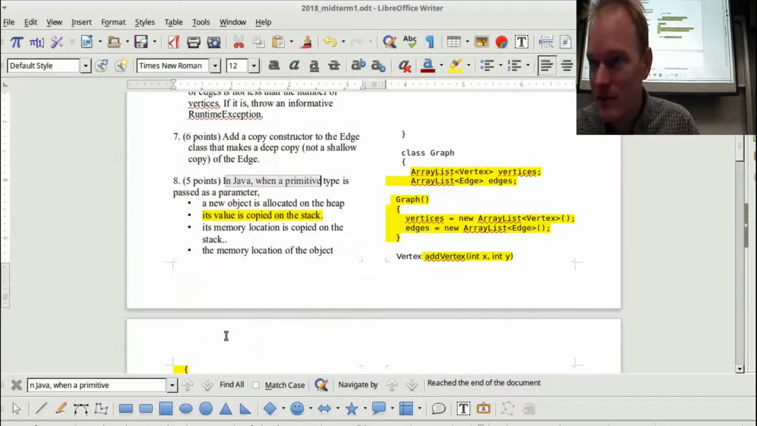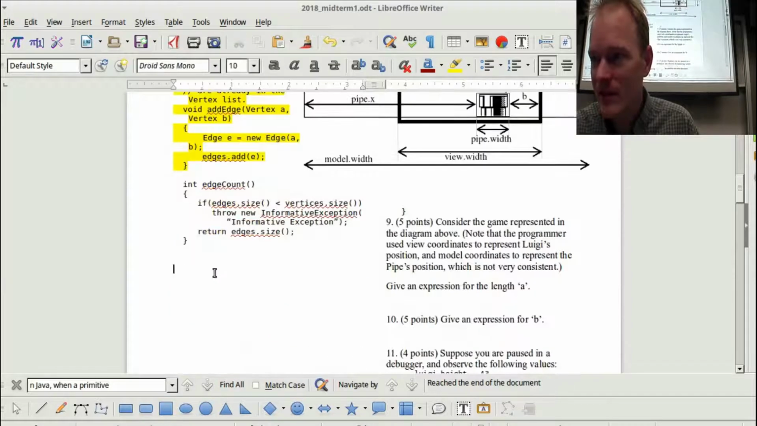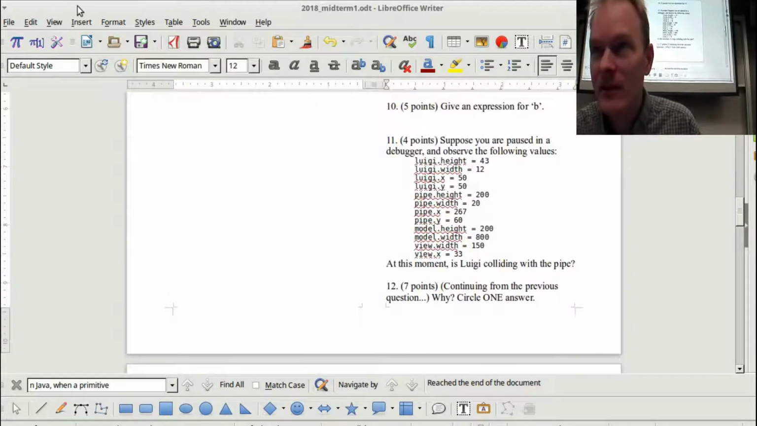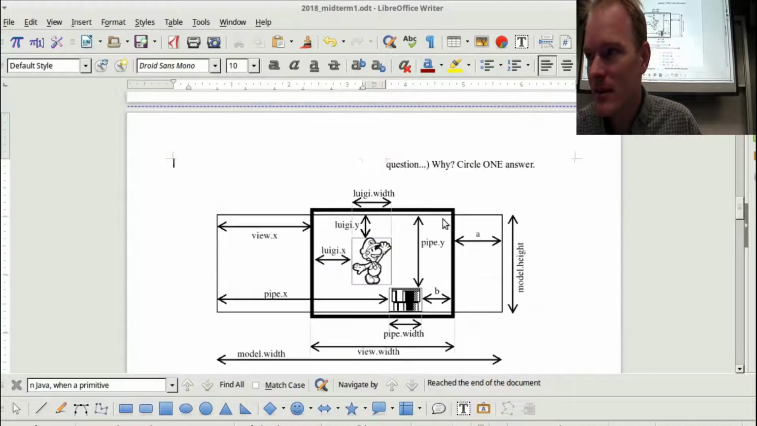Oh, now I screwed up this thing. Here, let's start a new page. I want to undo it. I just want to come down right here and say, insert page break. That almost looks right.